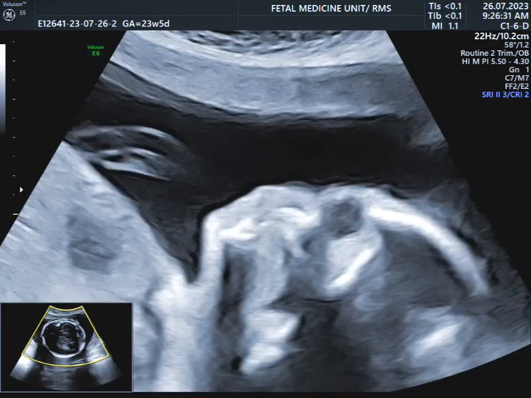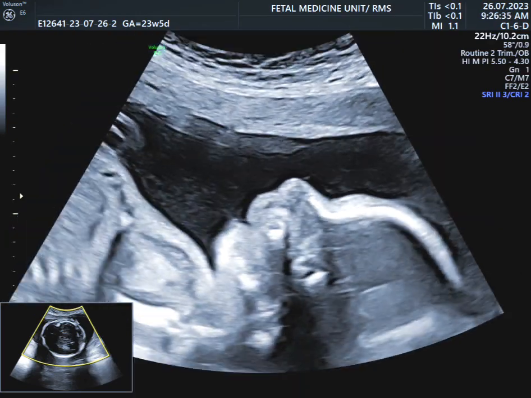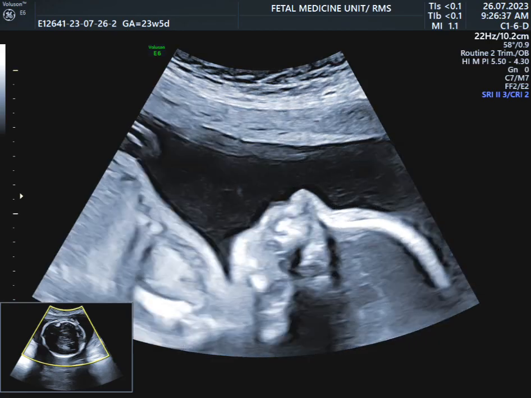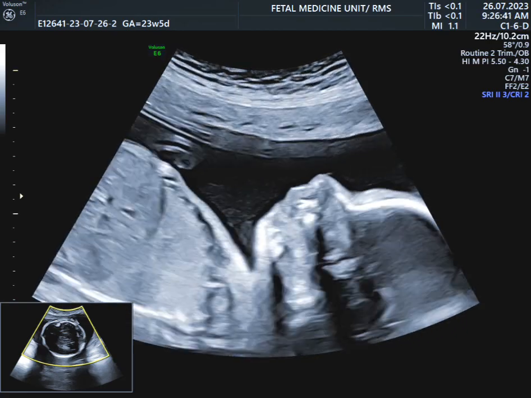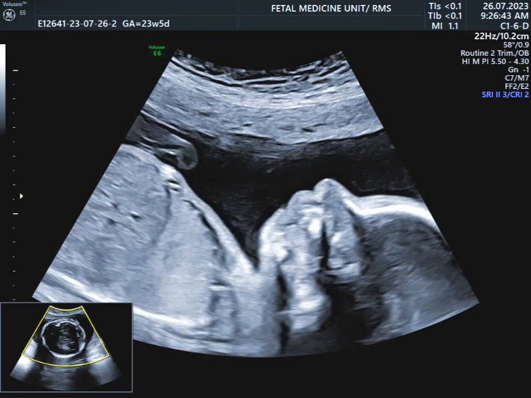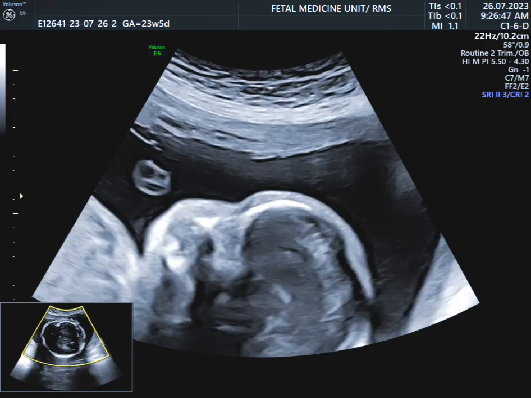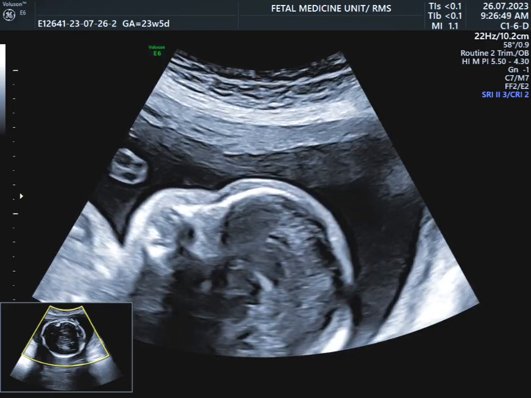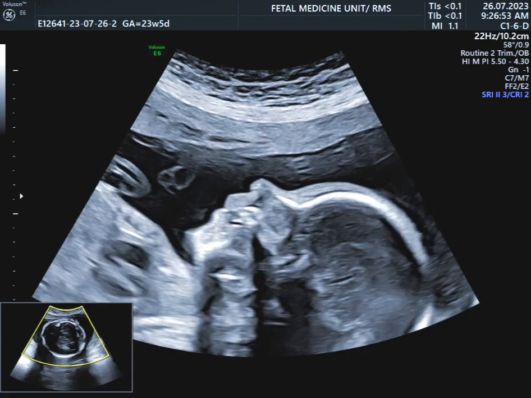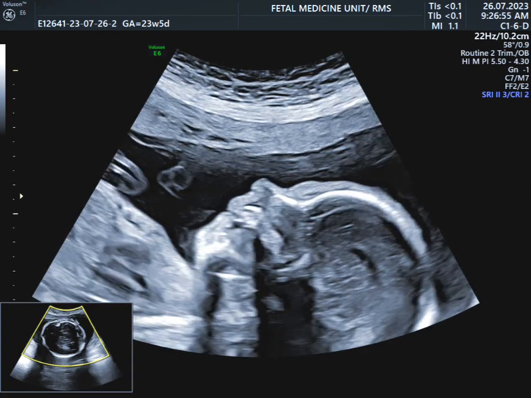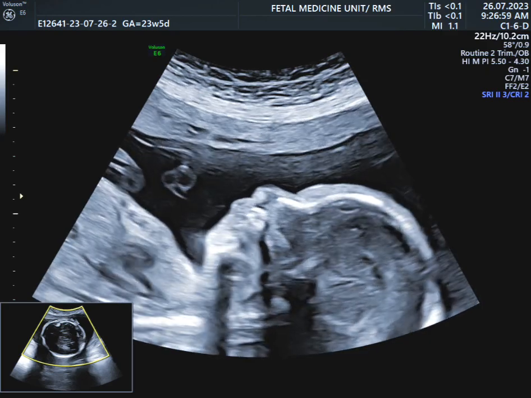Yes, and then we get the sagittal view as we see the baby is swallowing, and we demonstrate the nasal bone and the profile of the baby to exclude micrognathia. I will show later in other videos the brain structures in detail, and in this view we can get the corpus callosum as we see the nasal bone.